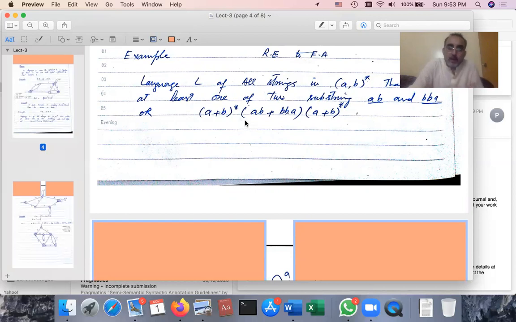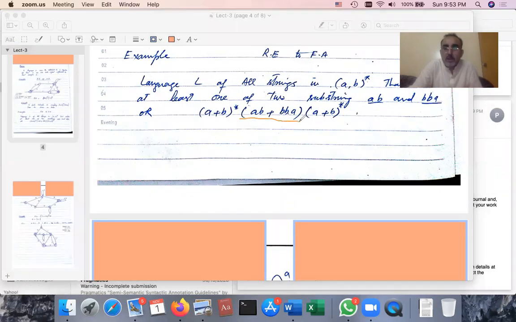If you have regular expressions like this, with all possible combinations, and if you have some fixed things like this in your regular expression, then always try to draw these fixed things in your FA. For example, AB and BBA. Any one of these, AB or BBA, must be part of your string. So it means that your FA will contain these two parts, one for AB and the other one for BBA.